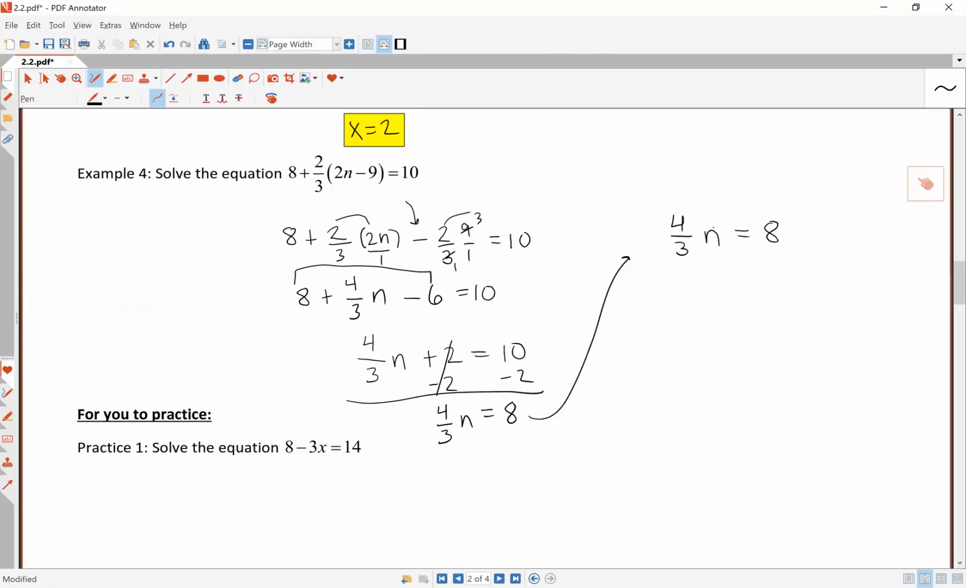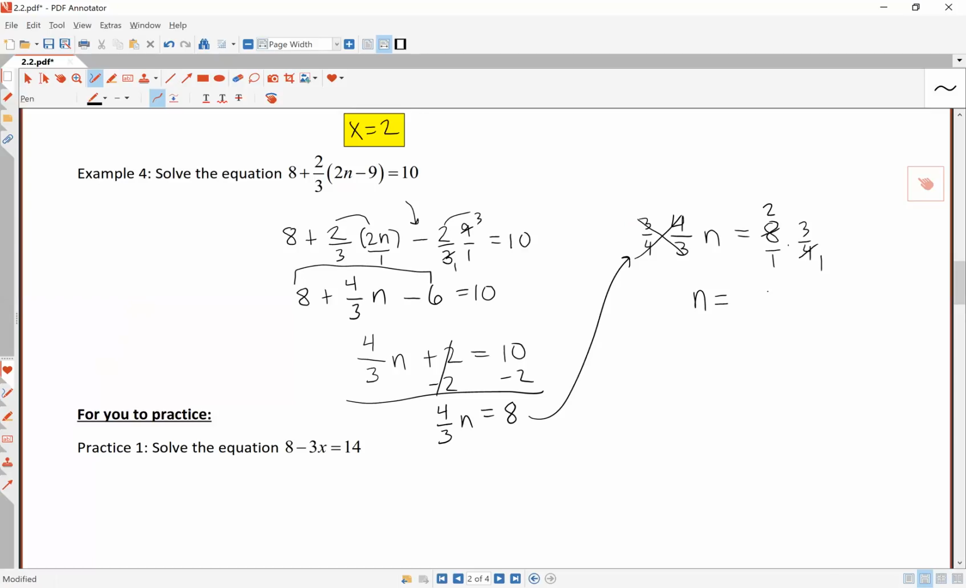When we have a fraction in front of our variable, we multiply by the reciprocal to get rid of it. Reciprocal of 4/3 is 3/4, and so we multiply both sides by 3/4. That cancels with that, and I'm left with n equals 4 goes into 4 once, into 8 twice, and 2 times 3 is 6. And so I get n equals 6.